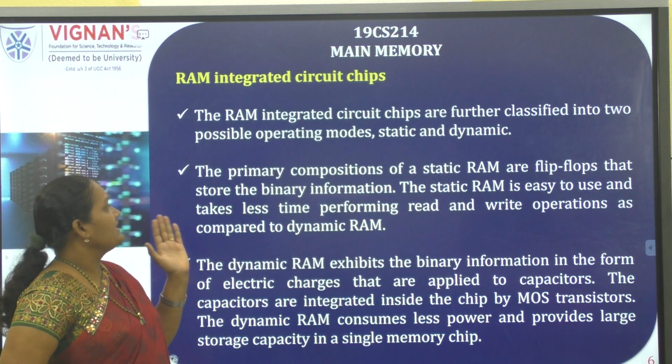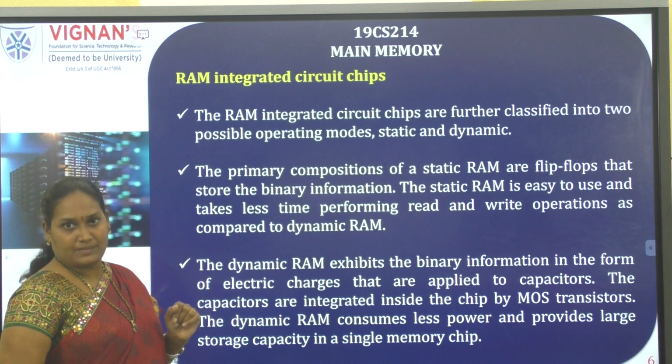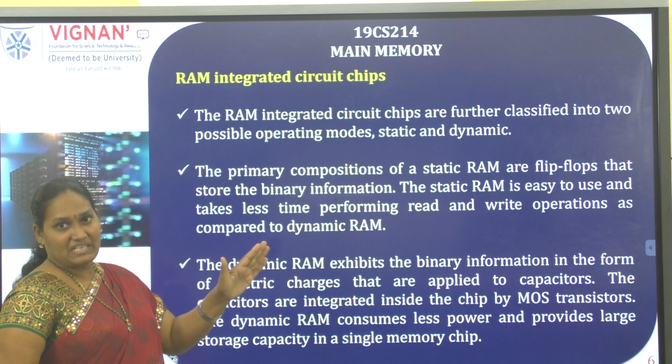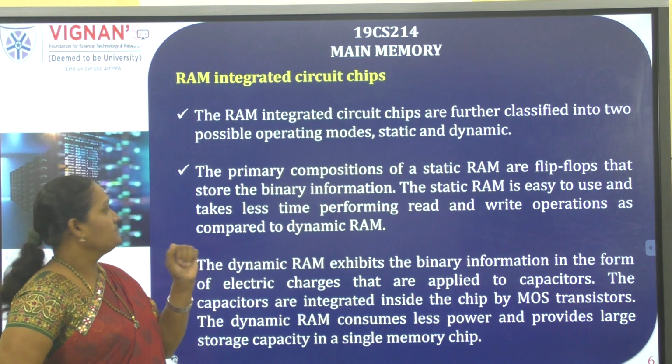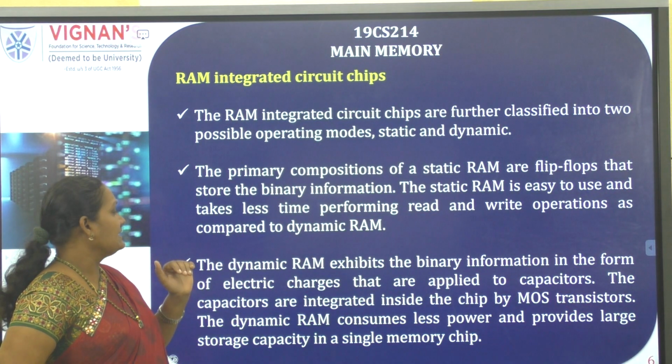Bits are further classified into two possible operating modes, static and dynamic. That is, static RAM integrated circuit chips and dynamic RAM integrated circuit chips. So coming to static RAM, what about the static RAM and what about the dynamic RAM?